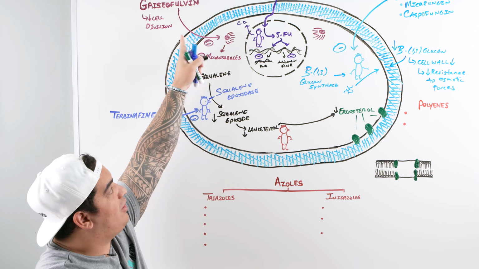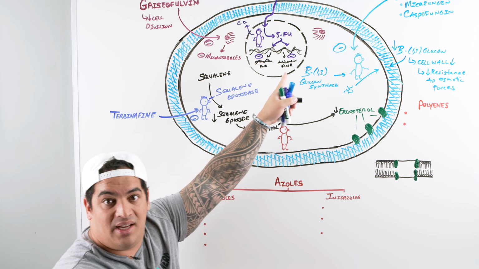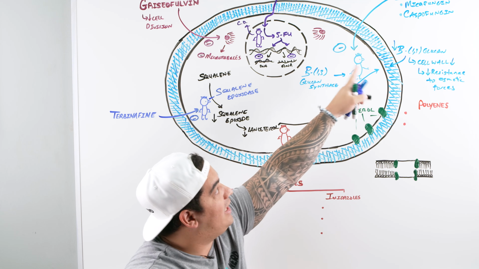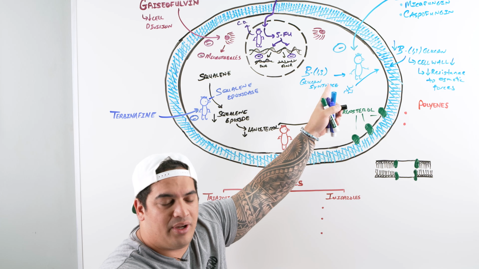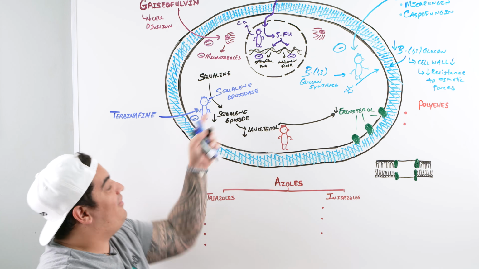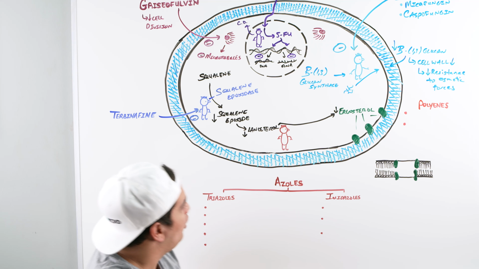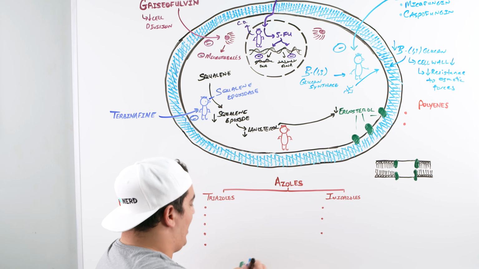So far we've got griseofulvin, microtubules. Flucytosine inhibits DNA and RNA synthesis. Echinocandins inhibit beta-1,3-glucan synthase. And then terbinafine inhibits squalene epoxidase. Okay, we've got another one. Obviously, it's this cute little guy here.